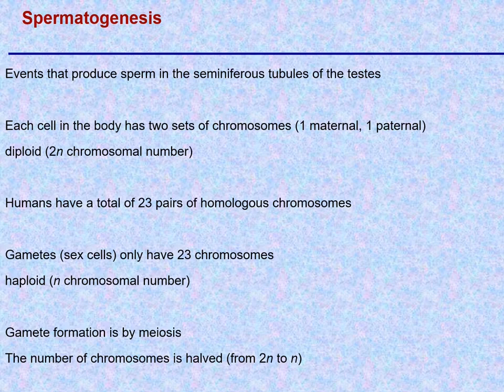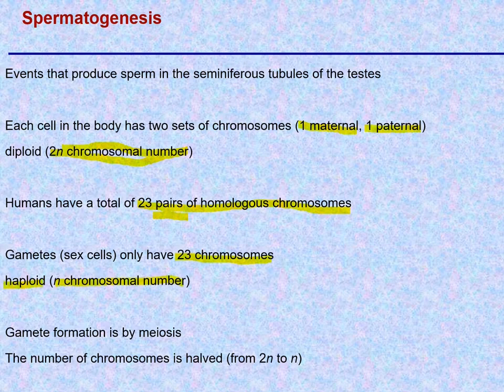2N chromosome number. 23 pairs of homologous chromosomes, one copy is maternal in origin, and one copy is paternal. However, in sexually reproductive cells, you only have one copy of each of the chromosomes. So you have 23 chromosomes as opposed to pairs of chromosomes. This is the haploid number of chromosomes, or N chromosomal number.